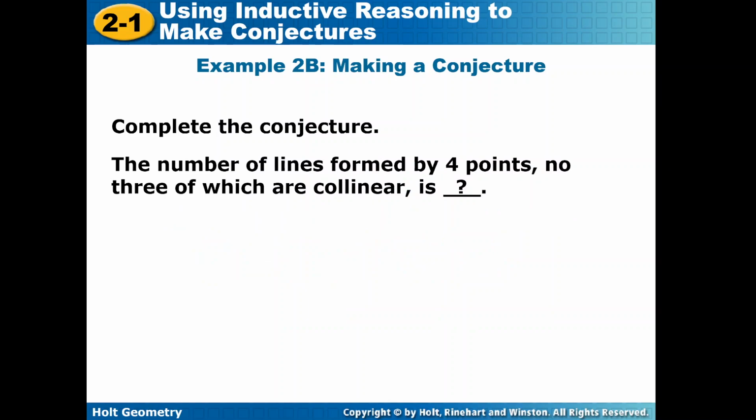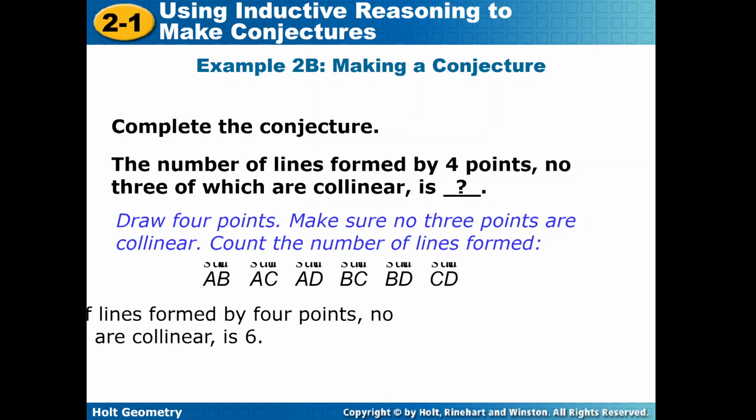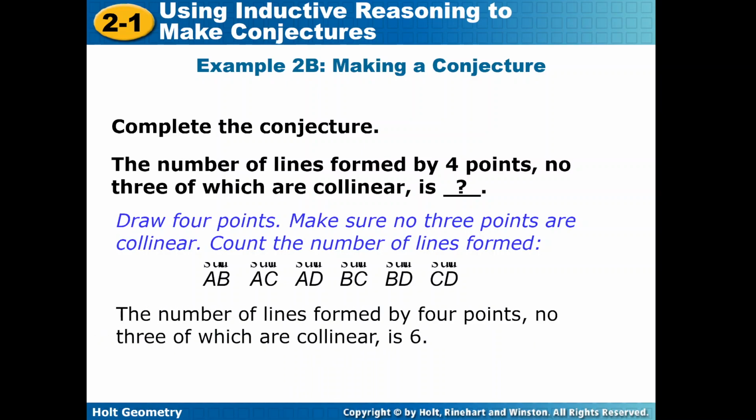And here's another one. The number of lines formed by 4 points, no 3 of which are collinear. For this one, draw 4 points and make sure that no 3 points are collinear. Count the number of lines formed. So let's say AB, AC, AD, BC, BD, CD. So the number of lines formed by 4 points, no 3 of which are collinear, will be 6. You can always draw that. 1, 2, 3, 4, 5, 6. So that's going to be 6 different lines right there.